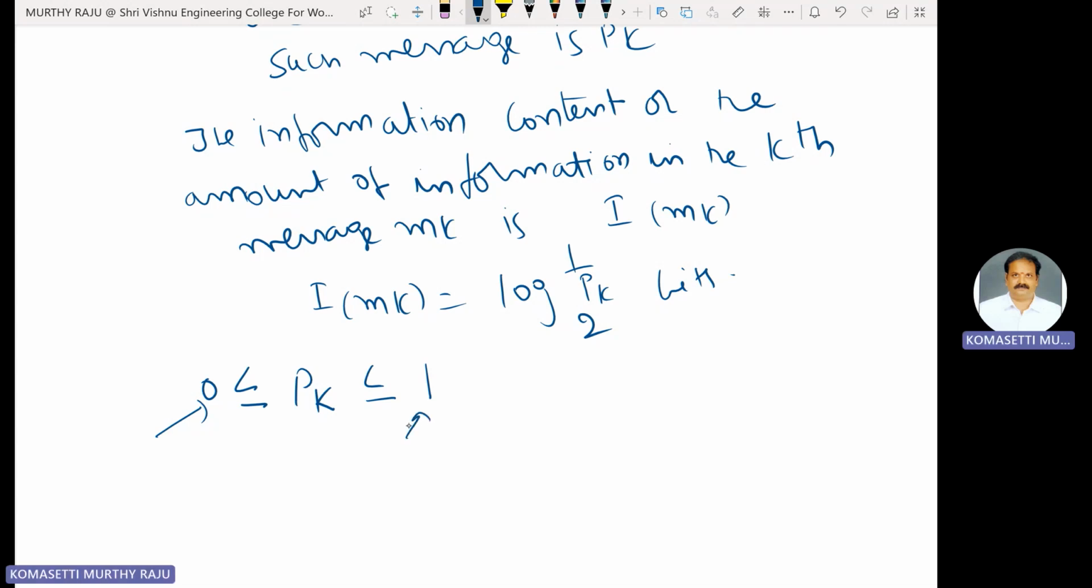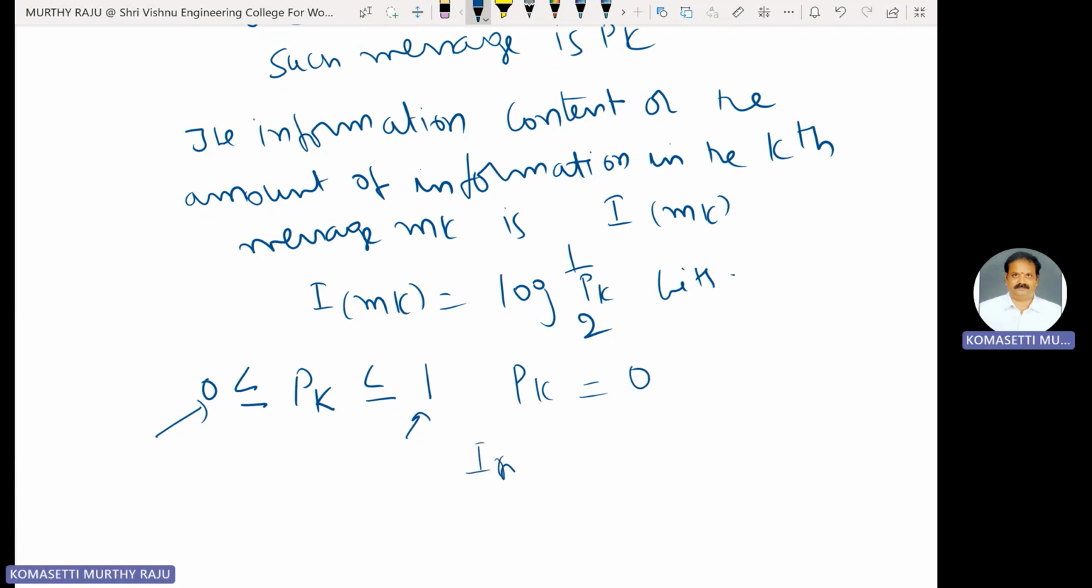In case of probability of occurrence of an event is 1, that means truly occurred events. Truly occurred events means the sun rises in the east and also the earth revolves around the sun. These are the truly occurred events. The probability of occurrence of such an event is 1. And for uncertain events, the probability of occurrence is 0. Suppose PK is equal to 0.